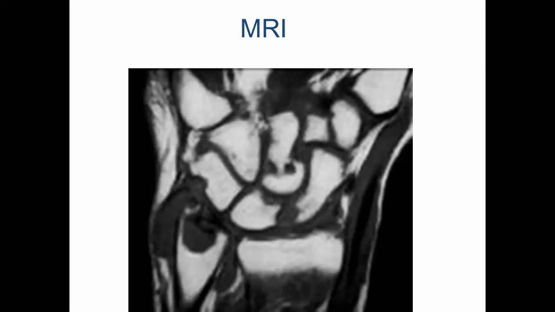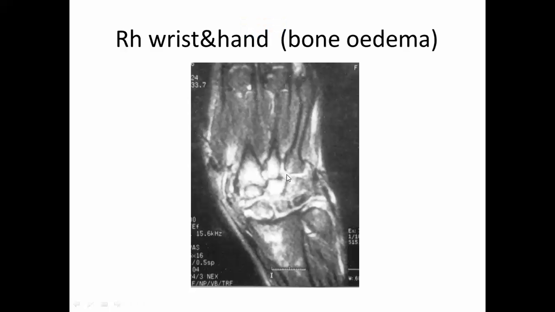MRI will show the typical periarticular erosions due to growing pannus and soft tissue swelling here and there, but you can detect also some erosions here. Bone edema can be seen clearly in MRI. Bone edema, seen as T2 hyperintense.